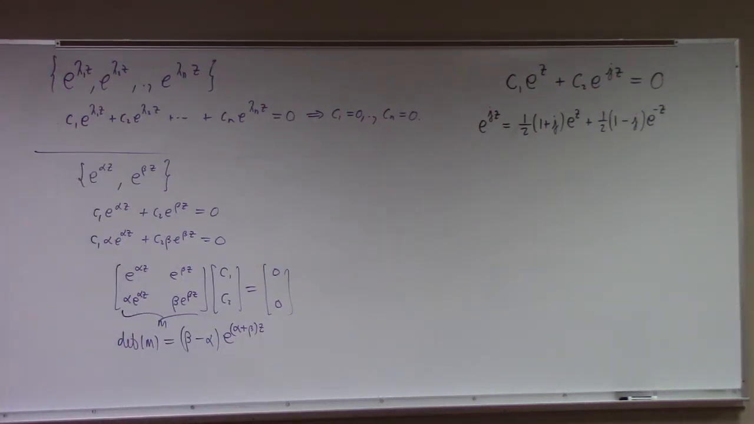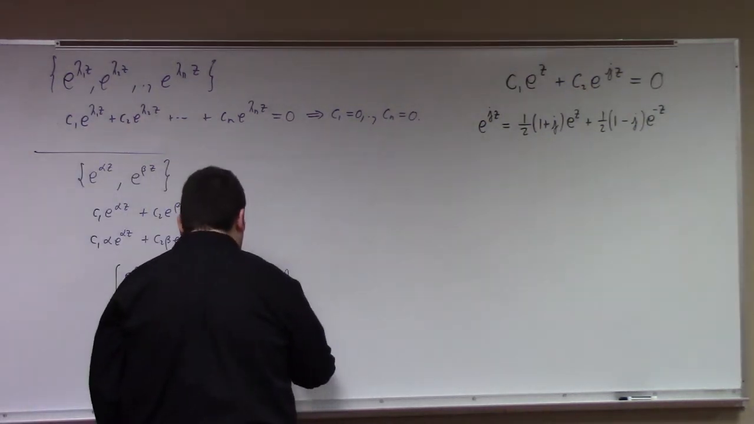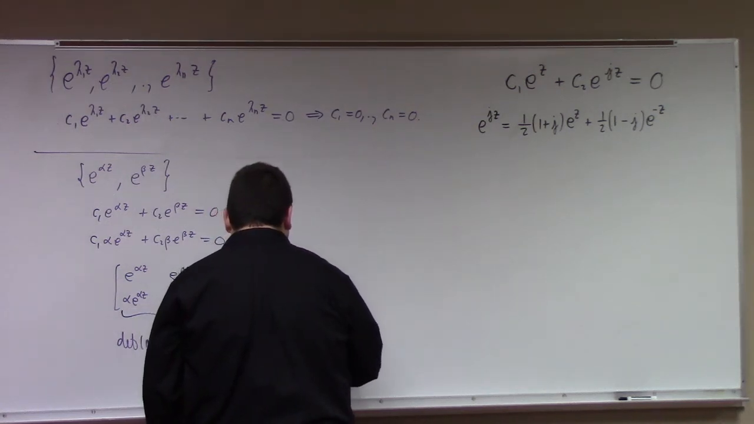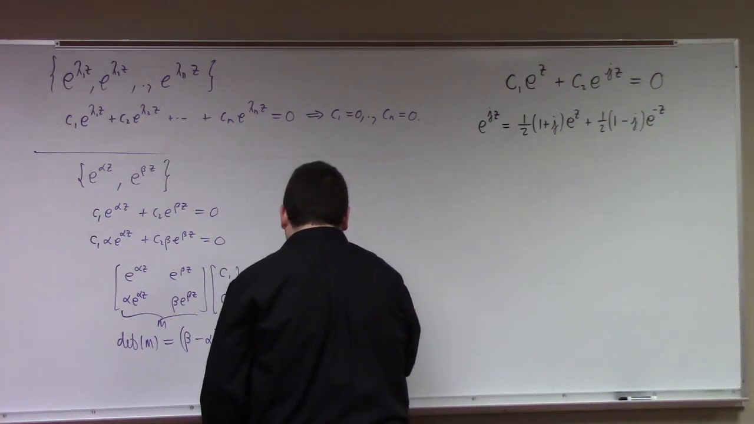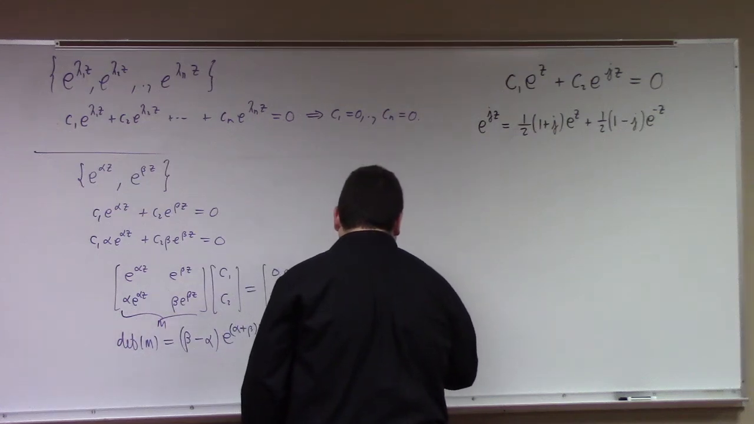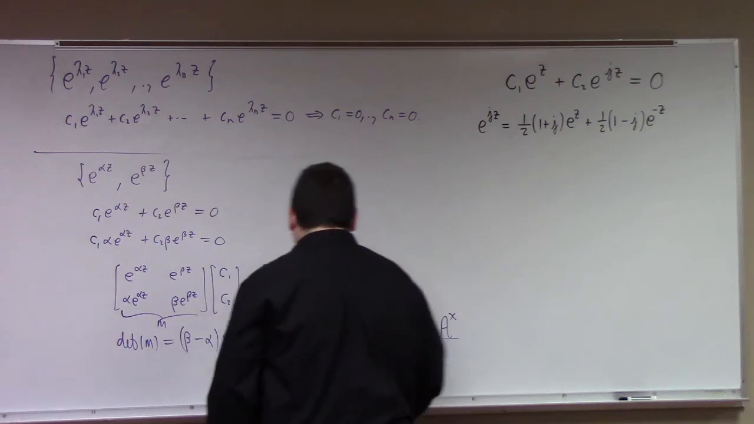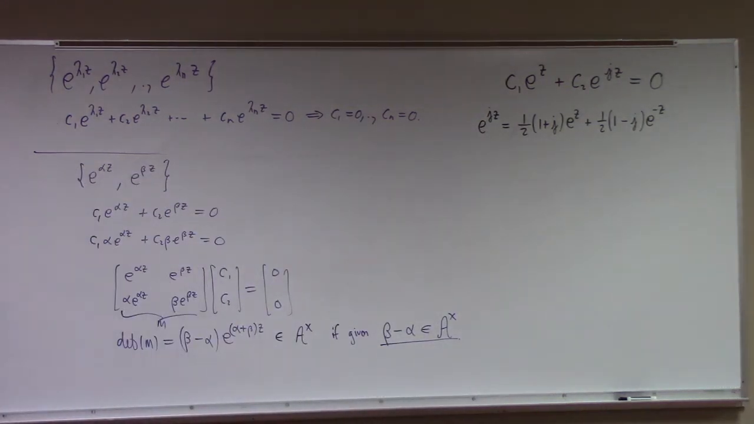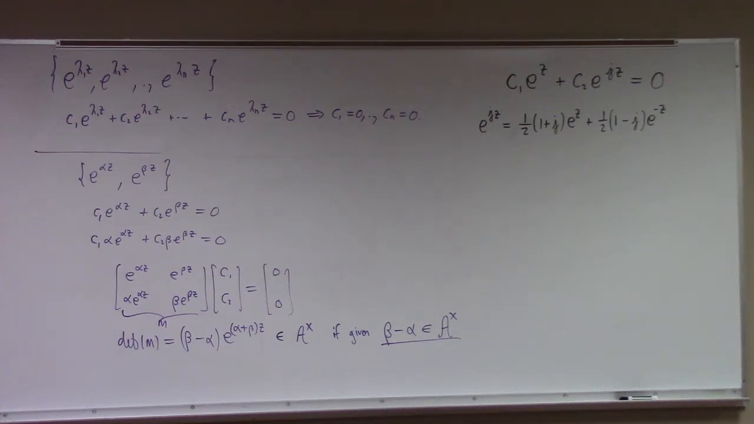Now, the good news is that the exponential is always a unit, because the inverse of the exponential of anything is just the exponential of the minus argument. So really the question is just, is beta minus alpha a what? We need beta minus alpha as a unit. So this will be an element of the units of A, provided beta minus alpha is an element of the units. So the arguments have to differ by a unit. In other words, the arguments cannot differ by a 0 divisor or 0.